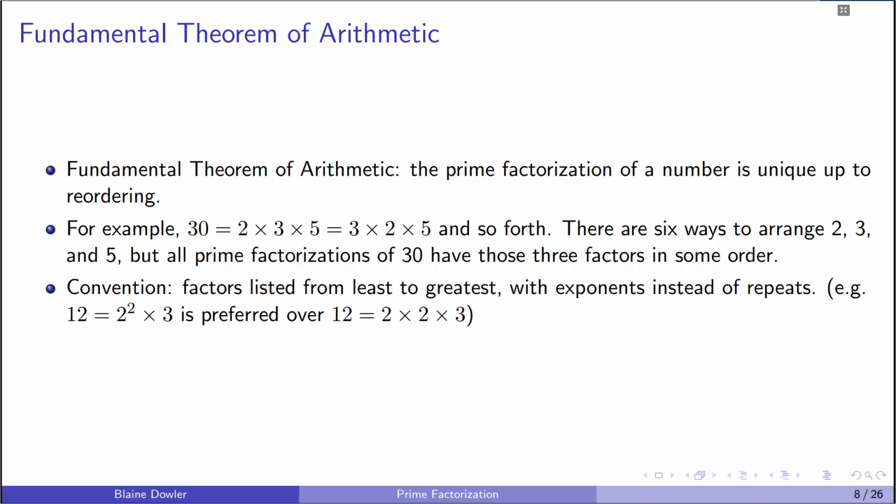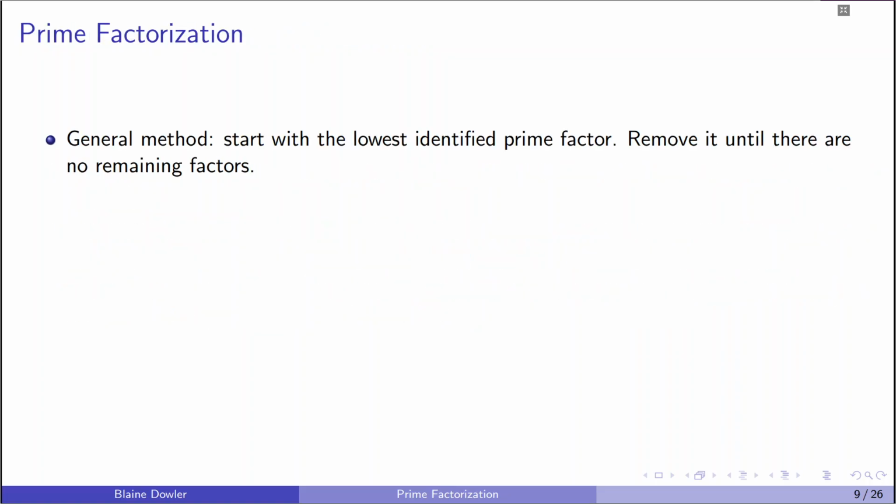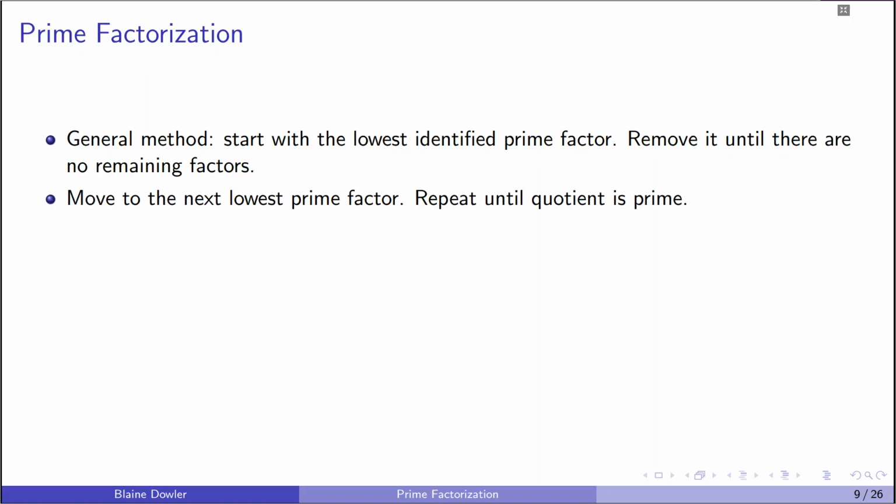By convention, we list our factors from least to greatest with exponents instead of repeats. So if we factor 12, we'd write 2 squared times 3 rather than 2 times 2 times 3. So the general method for the prime factorization: we start with the lowest identified prime factor. We keep removing copies of it until there's no remaining factors. We move to the next lowest and keep repeating until the quotient is prime.